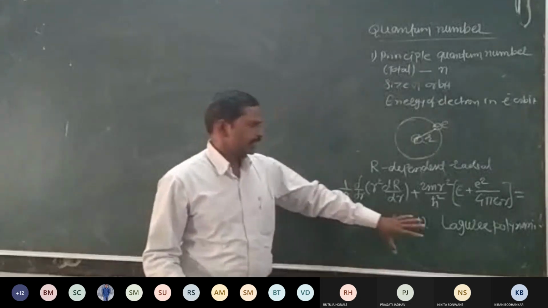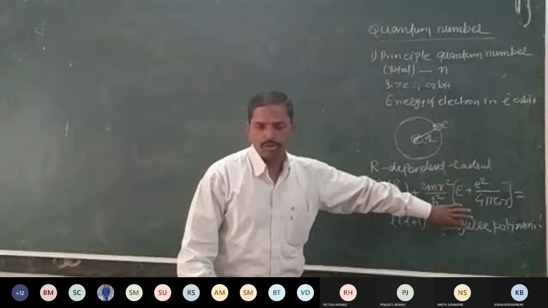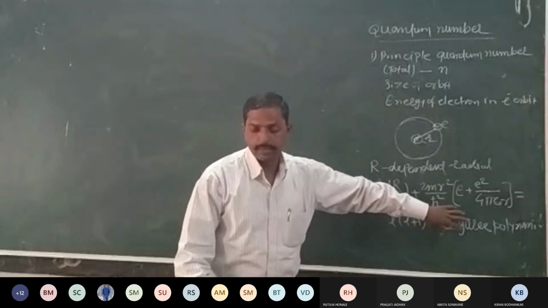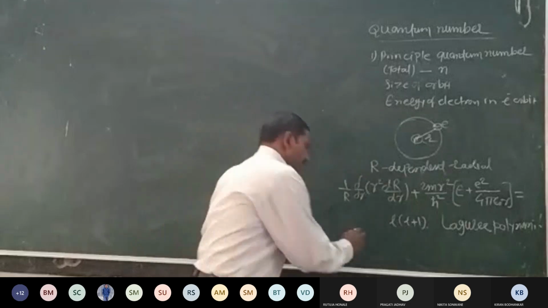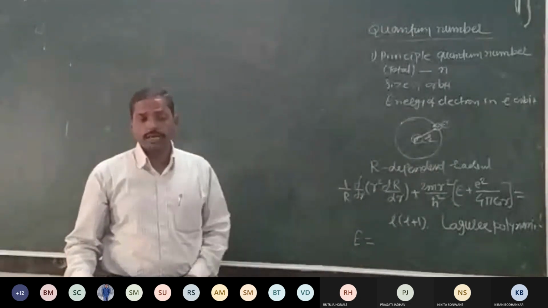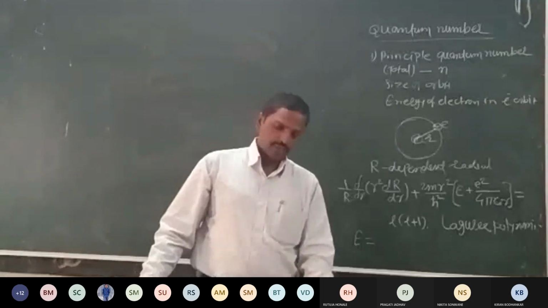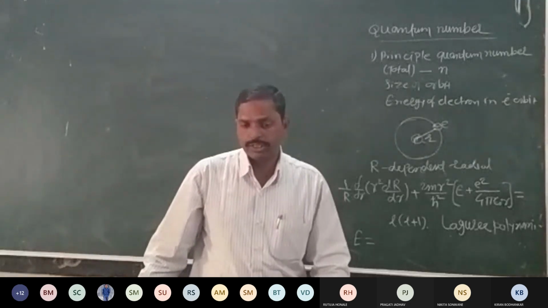Just remember, the solution of this equation can be given by using the Lagrange polynomial, and by solving this we can find the energy of the particle, and only the solutions for the positive values of the energies are taken.